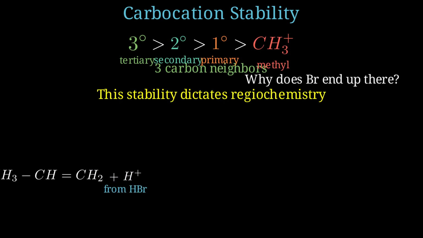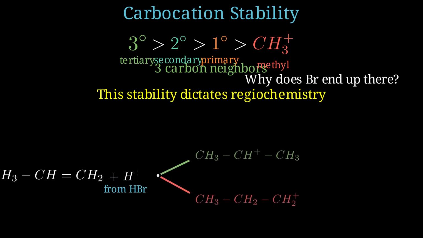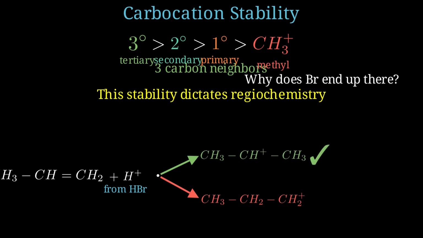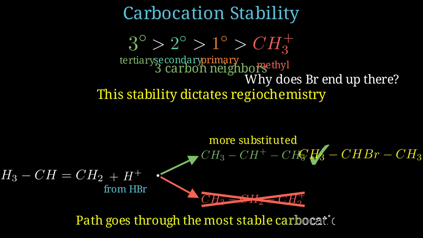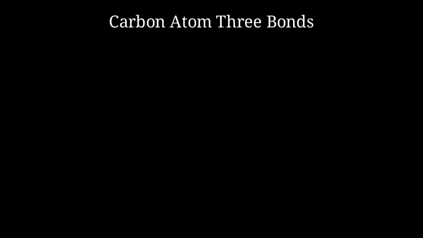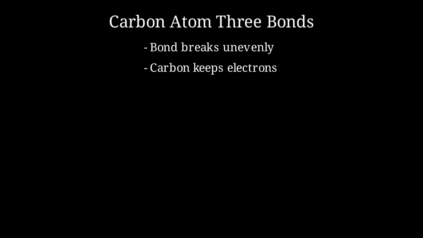Ever wonder why, in the addition of HBr to an alkene, the bromine always ends up on the more substituted carbon? It's because the reaction passes through the most stable carbocation intermediate possible. But what if the opposite happens? What if a bond breaks and the carbon gets to keep both electrons?